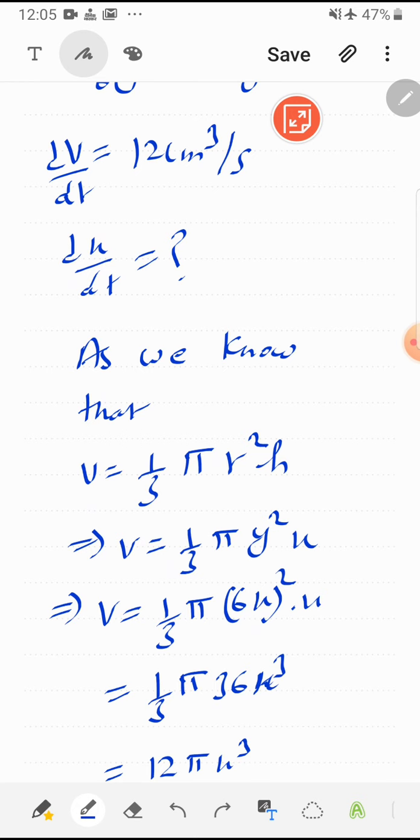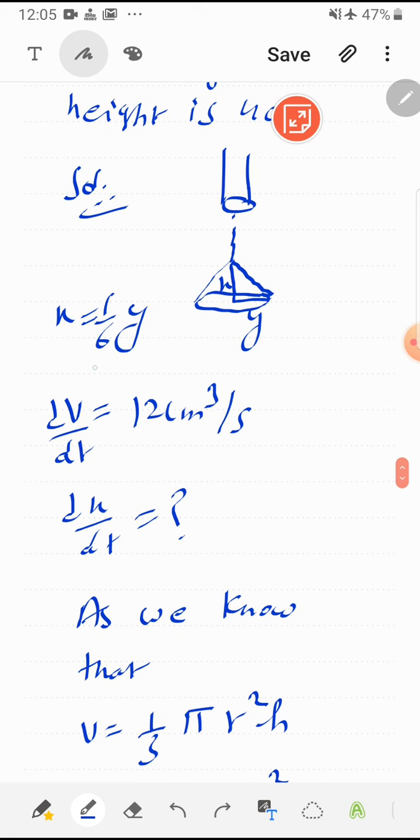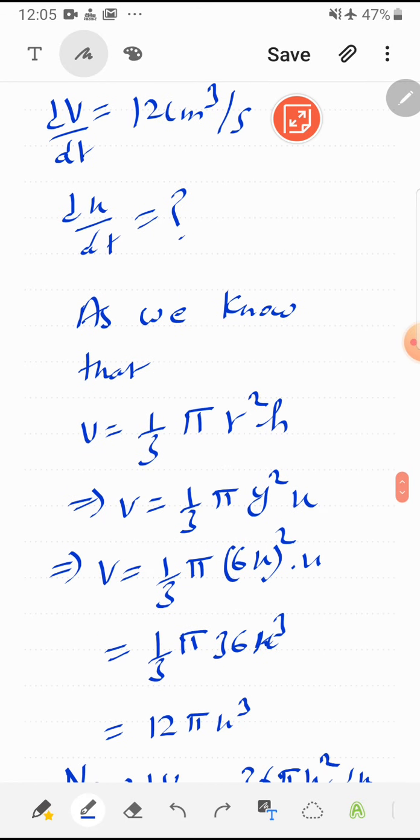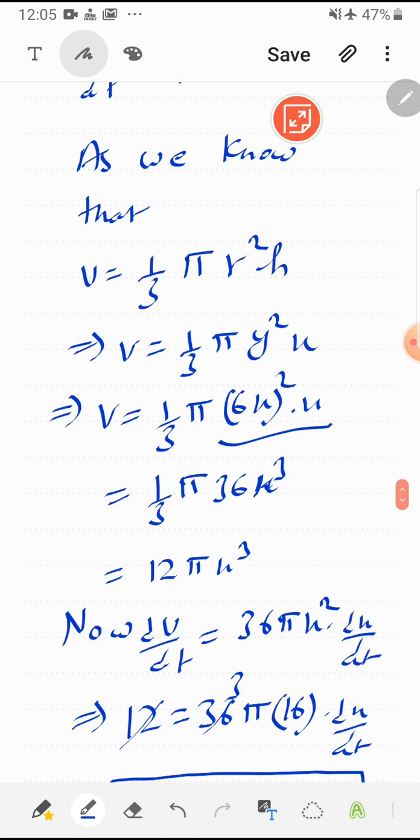Now before differentiating, I have to make this a single variable function. So what I am doing, I am putting the value of y. Why am I putting the value of y, not x? Because I have to find dx by dt, so I want x to be part of the equation. That is why I am replacing y as 6x. So V is equal to 1 by 3 pi (6x) whole square into x. After opening the square, it becomes 12 pi x cube.